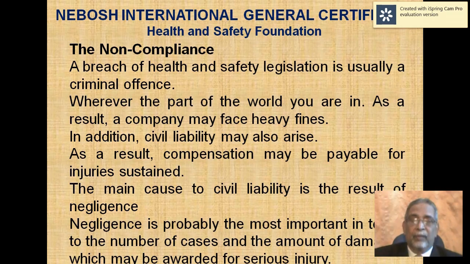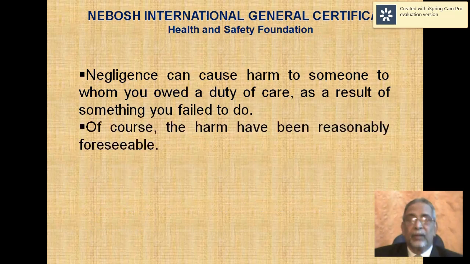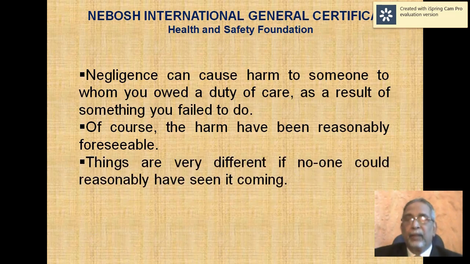Negligence is probably the most important in terms of the number of cases and the amount of damages which may be awarded for serious injuries. Negligence. Negligence can cause harm to someone to whom you owed a duty of care as a result of something you failed to do. Of course, the harm must have been reasonably foreseeable. Things are very different if no one could reasonably have seen it coming.